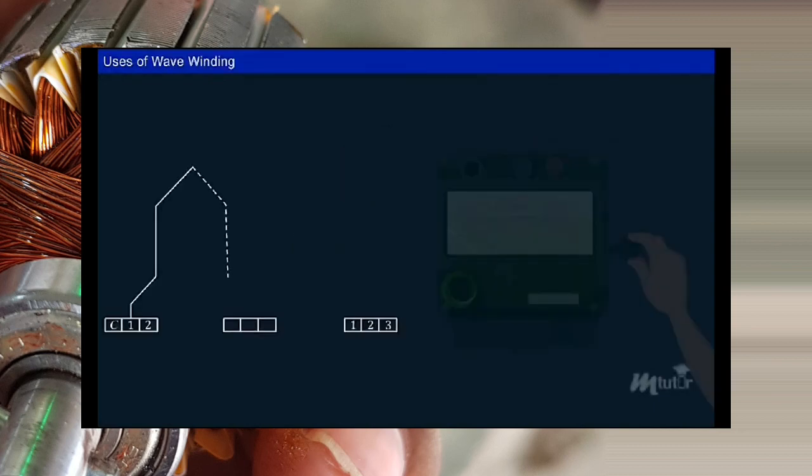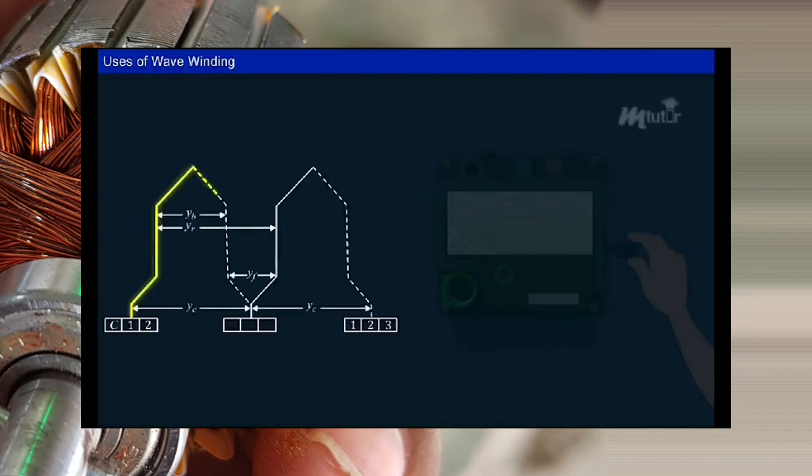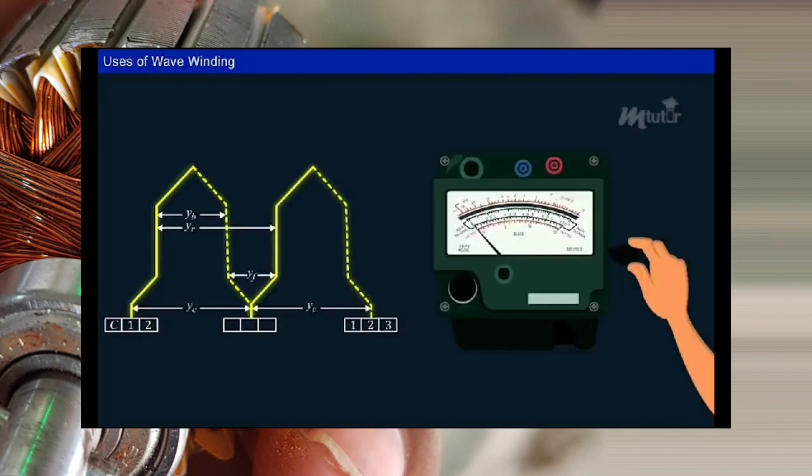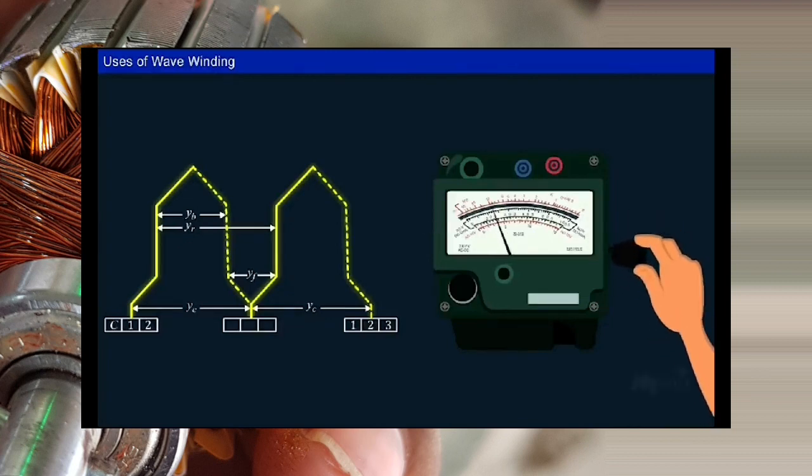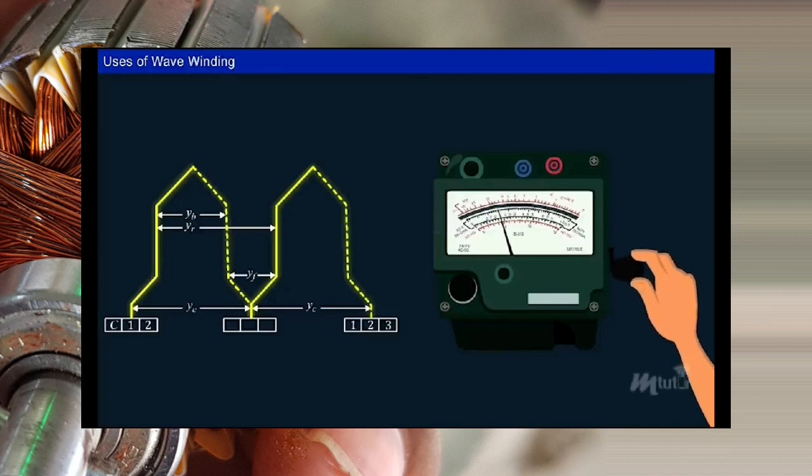As we have seen in the wave-type winding, the coils are connected in series, hence the voltage of each winding gets added, but the current remains the same. Therefore, this type of armature winding is used in applications requiring high voltage and low current, such as the hand-cranked Megohm meters for providing high test voltages.